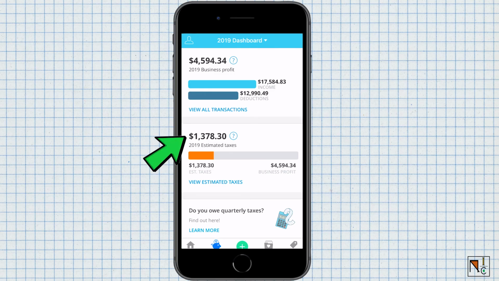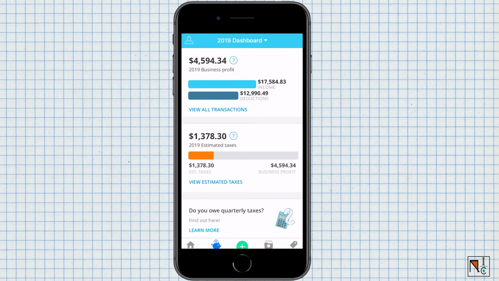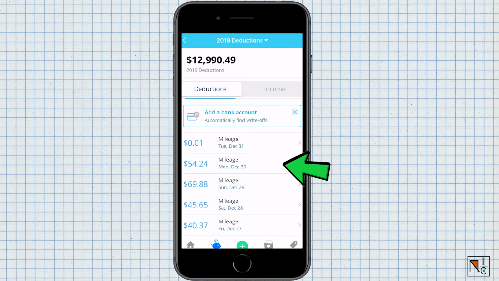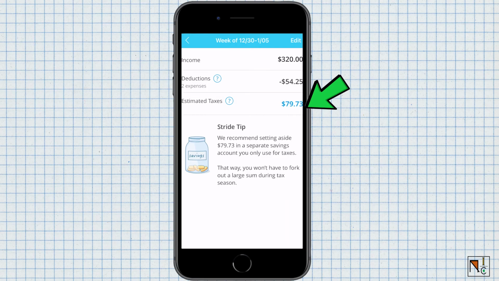Then it also tells you your estimated taxes, so how much you should be putting aside each week so that when you do go to file your taxes, you have the money readily available, because DoorDash does not take out taxes for you. You have to do that yourself. So this is great because it tells you how much in taxes you should be putting aside. And so for me, I'm looking at the week of 12/30 and it tells me how much estimated taxes based on this particular drive should I have taken out and put aside. So it says $79.73 is the estimated taxes that I would put off to the side.